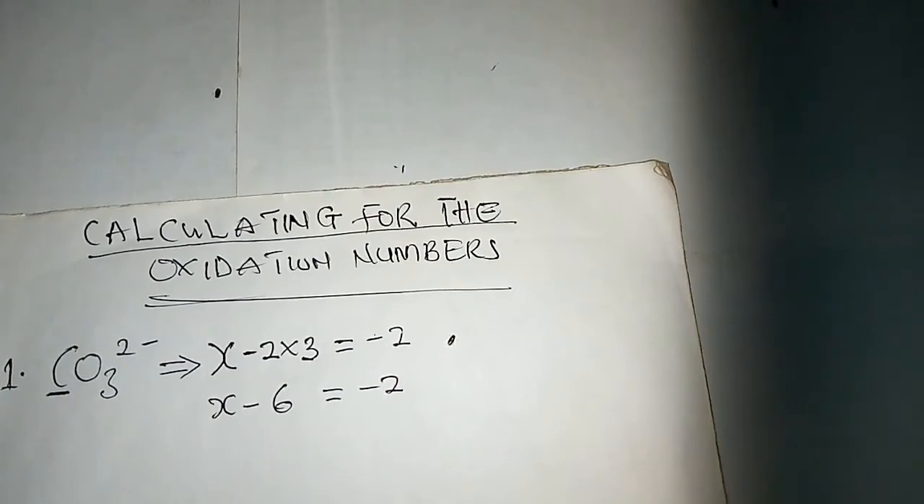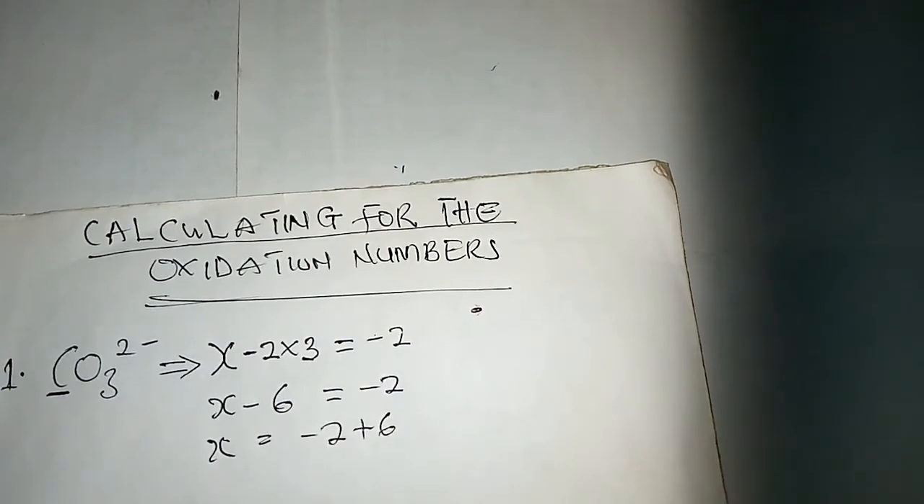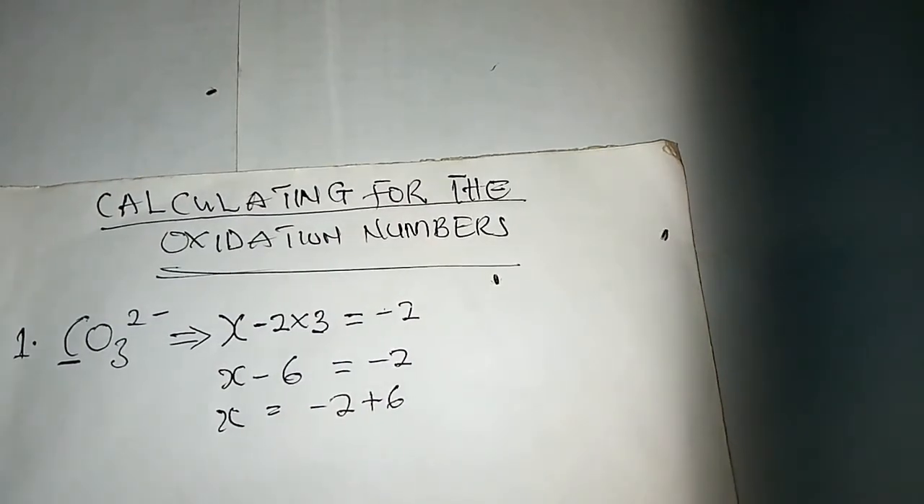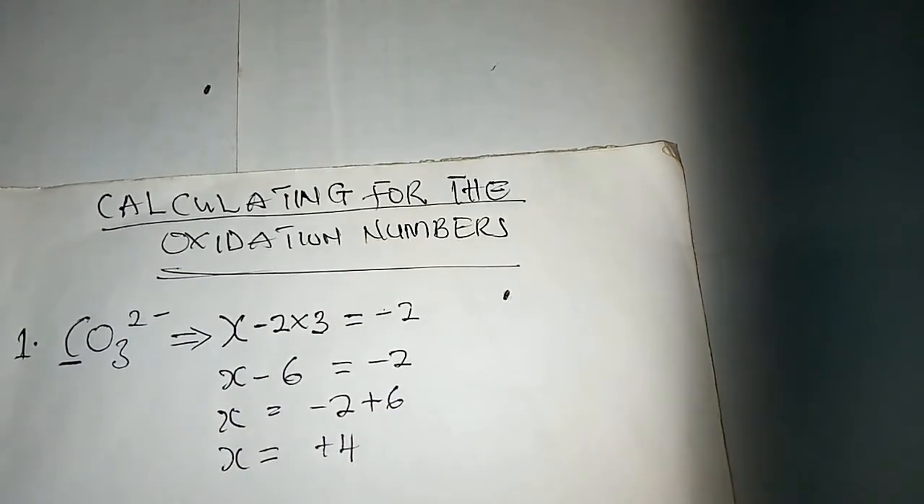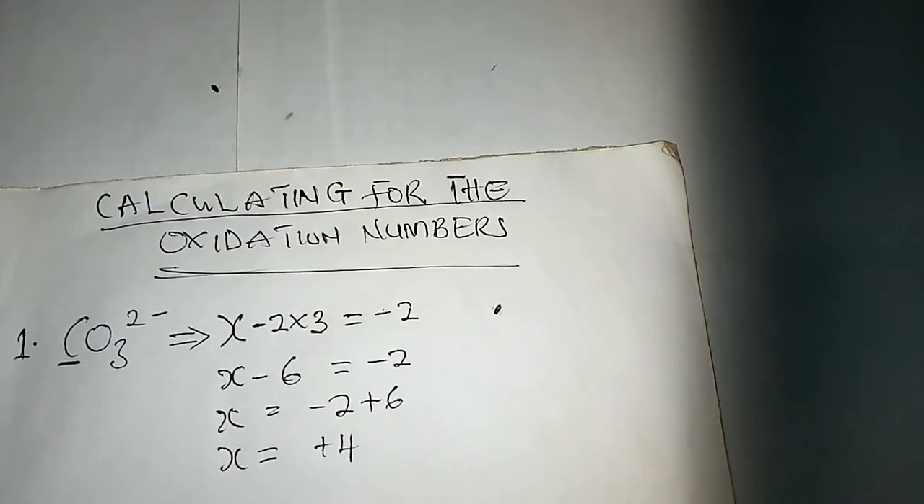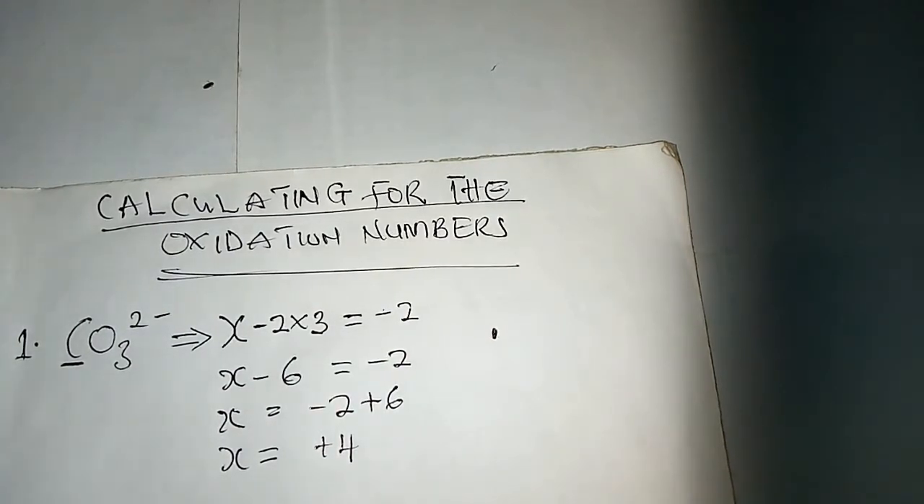Now we just group like terms, like an algebraic expression. So X will be equal to -2 plus 6. Our X is now equal to +4. So we can say that the oxidation state of carbon in this radical, carbonate, is equal to +4.